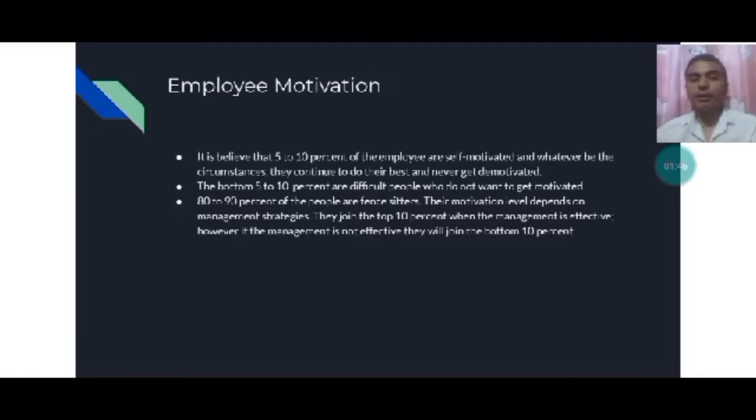80 to 90% of the people are fence-sitters. Their motivation level depends on the management strategies. They join the top 10% when the management is effective. However, if the management is not effective, they will not join the 10%.